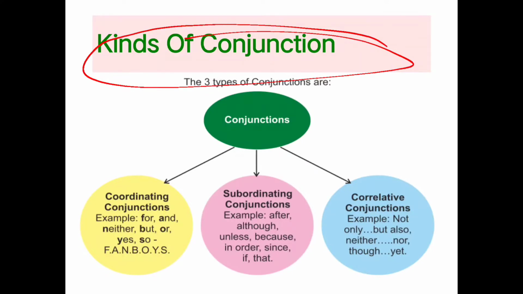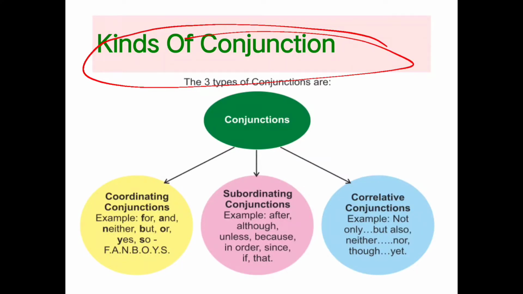Correlative conjunctions, where examples of these are not only, but also, neither nor, though and yet, right? Two words, correlative. So these are the examples of correlative conjunctions.